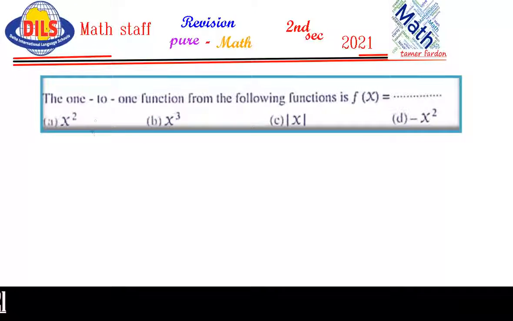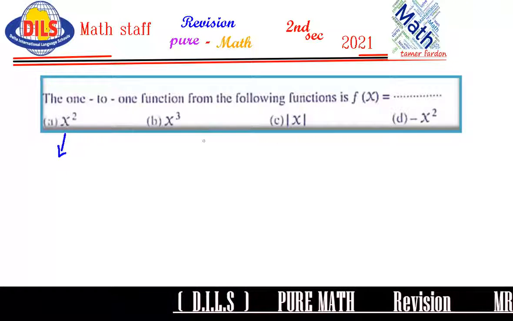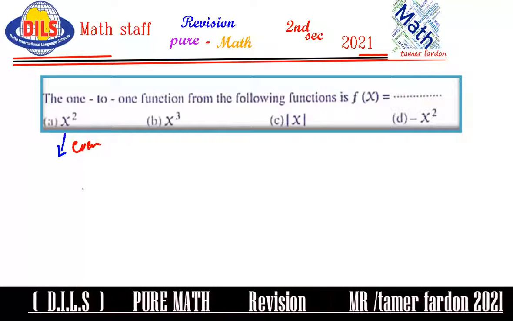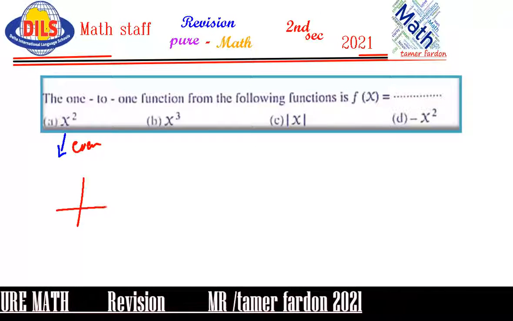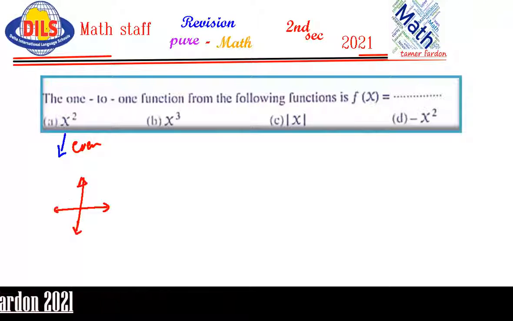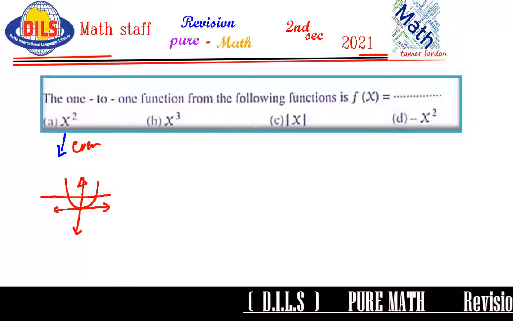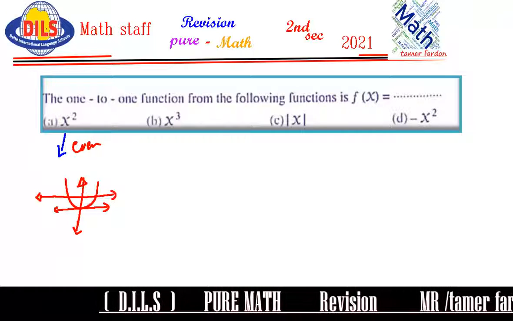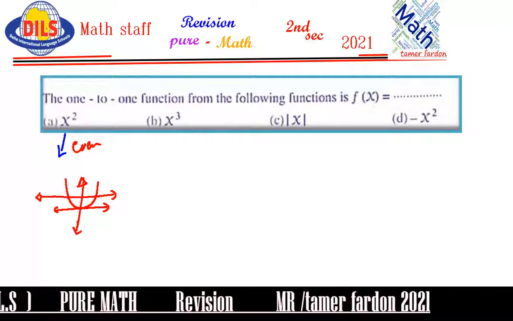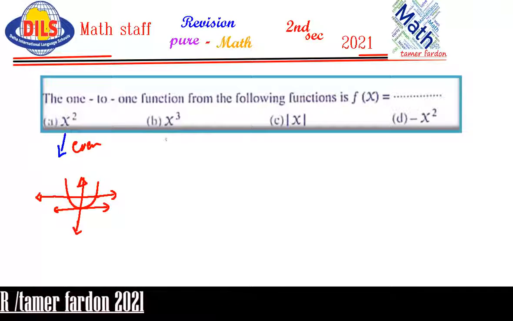The next: which one is a one-to-one function from the following? The first function is x power 2. We know x power 2 is an even function, so it can't be one to one. Looking at its graph, if we draw a horizontal line, it cuts it in more than one point, so x power 2 is not a one-to-one function.